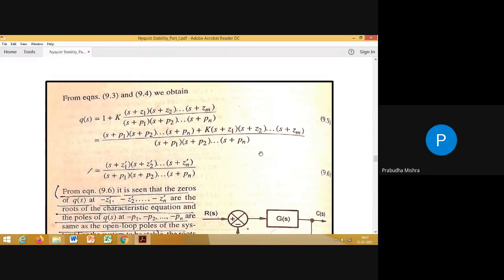Yes, ma'am. So if I multiply these factors, it's obvious that the denominator polynomial will be of order n. What about the numerator polynomial? What will be the order of the numerator polynomial?